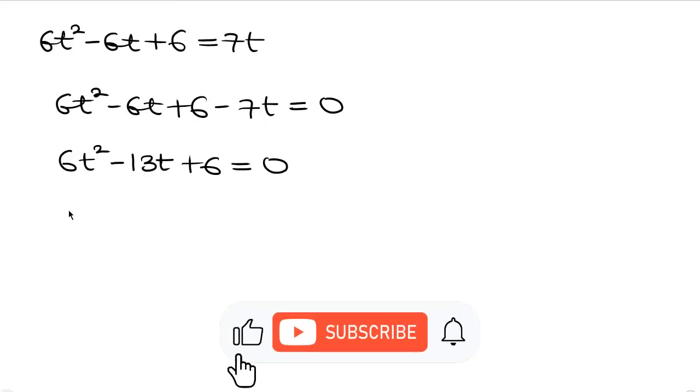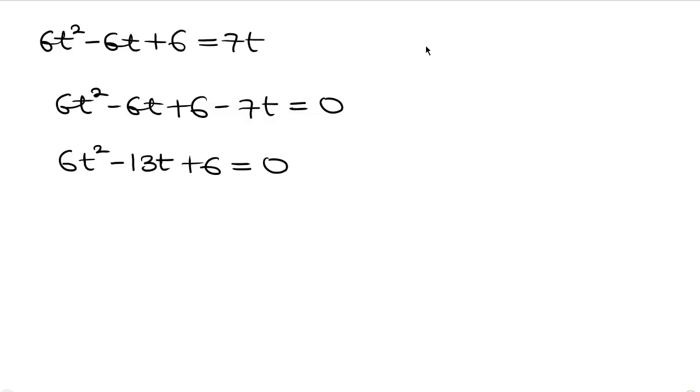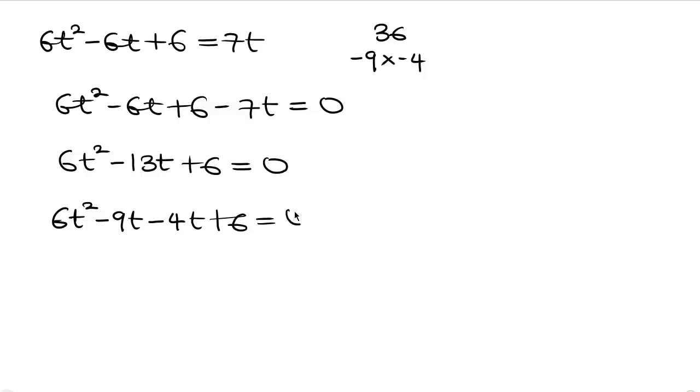Now, we need to see if we can factorize this quadratic equation. So this is 6 times 6, which gives 36. What are the factors of 36? Let's try, because we need negative 13. So let's try negative 9 times negative 4. So negative 9 times negative 4 gives 36. And then adding up, negative 9 plus negative 4 gives negative 13. So this is a tick. So we have 6t squared, now minus 9t minus 4t and then plus 6 equal to 0.